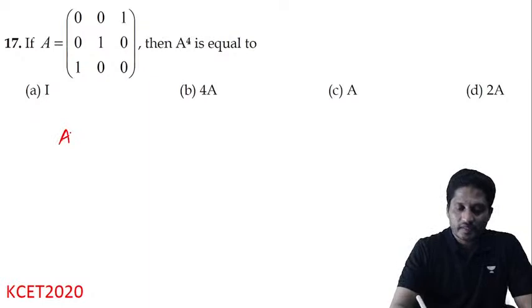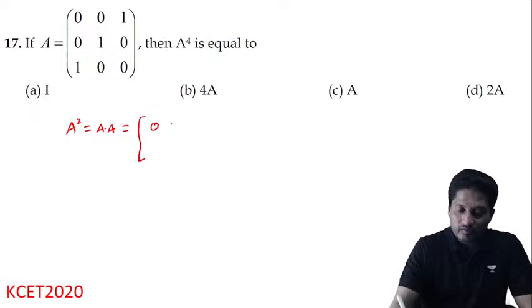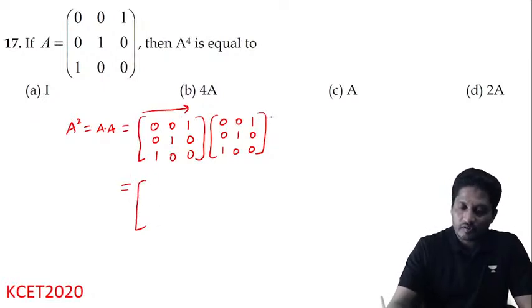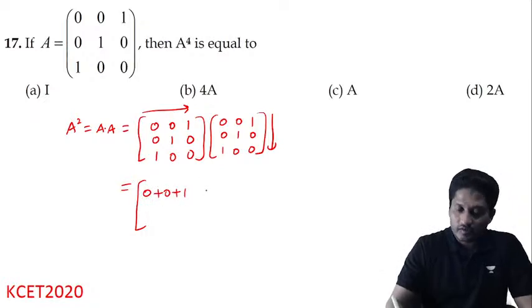First, I'll find out A square. A square is A into A, right? That is, matrix A square is equal to A into A. That is matrix 0, 0, 1, 0, 1, 0, and 1, 0, 0. Here also matrix 0, 0, 1, 0, 1, 0, and 1, 0, 0. If you multiply first row, first column, you will get 0 plus 0 plus 1. First row, second column, 0 plus 0 plus 0. First row, third column, 0 plus 0 plus 0.